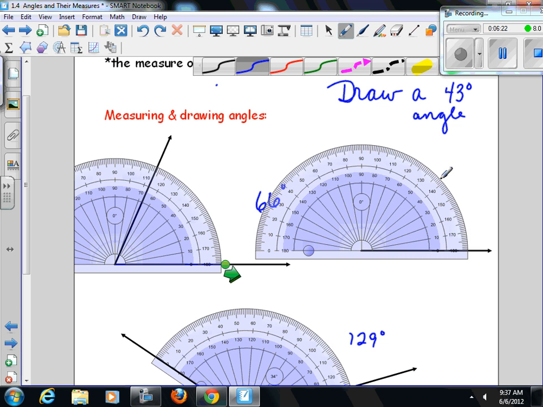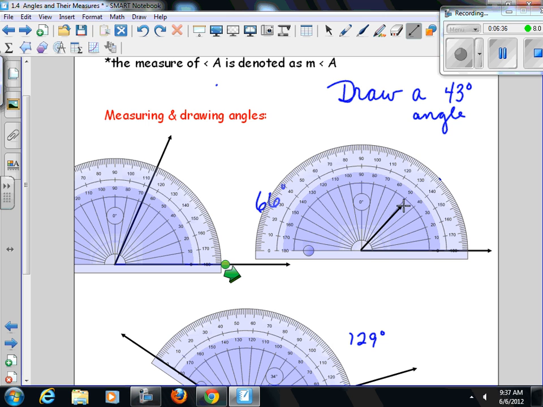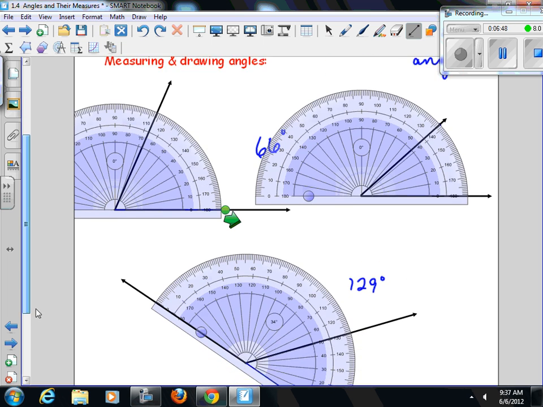So I'm going to make a mark. Let's see if I can get it to show up. There we go. And now I'm going to draw a line to that mark from the center out to 43 degrees. There you go. So I've made a 43-degree angle. Okay, so let's move on.